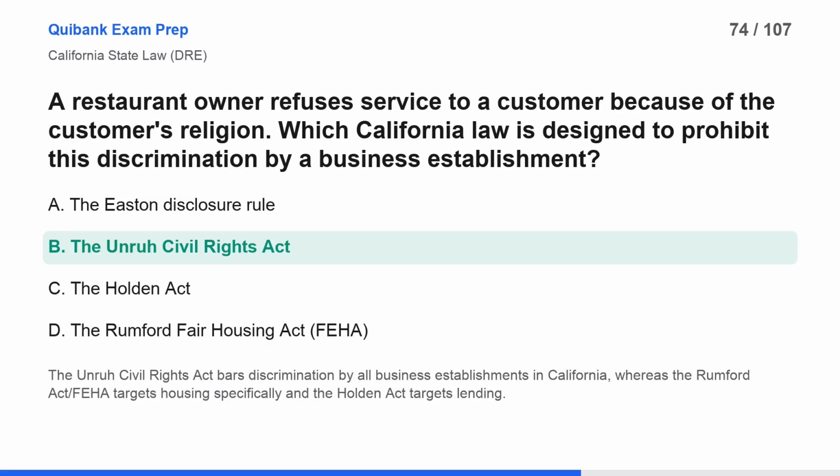The answer is B. The Unruh Civil Rights Act. The Unruh Civil Rights Act bars discrimination by all business establishments in California, whereas the Rumford Act/FHA targets housing specifically, and the Holden Act targets lending.